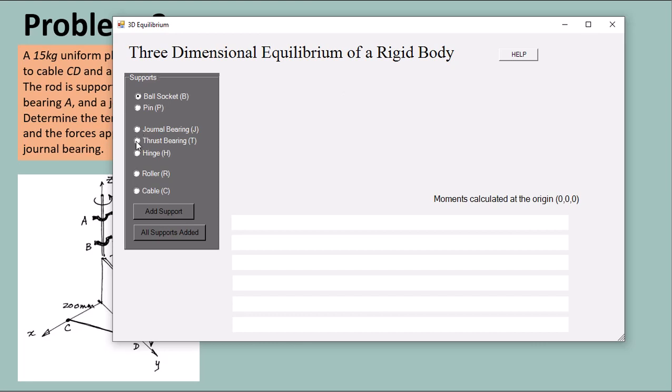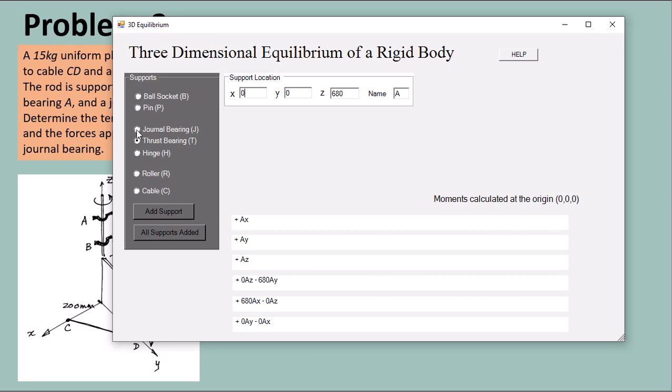First, we introduce the thrust bearing. Its location is, we give it a name A. A thrust bearing applies forces in all 3 directions, Ax, Ay, Az. So you can see Ax, Ay, Az appear in the equilibrium equations.